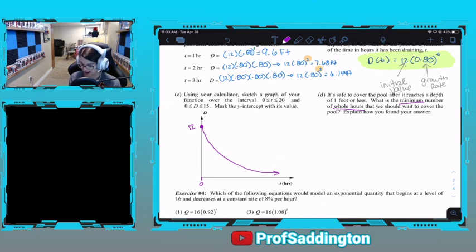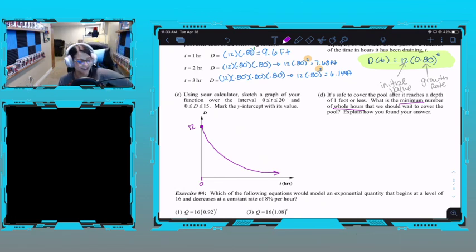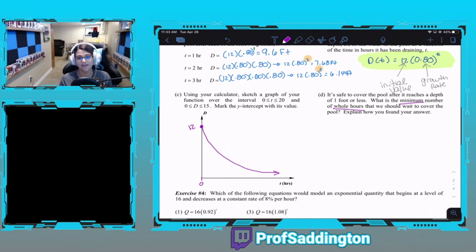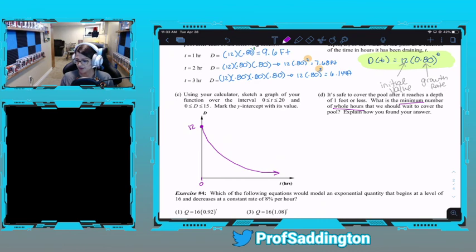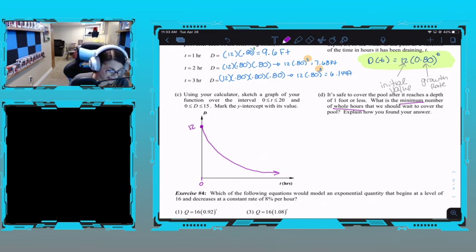So go to y equals, you're going to do 12 times 0.8 raised to, we're going to put it in as x, because your calculator works in terms of x and y. So 12 times 0.8, raise it to the x, and then second graph to get your table. And we're looking for 1 foot or less.